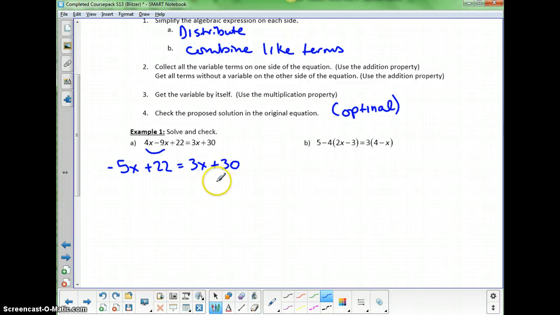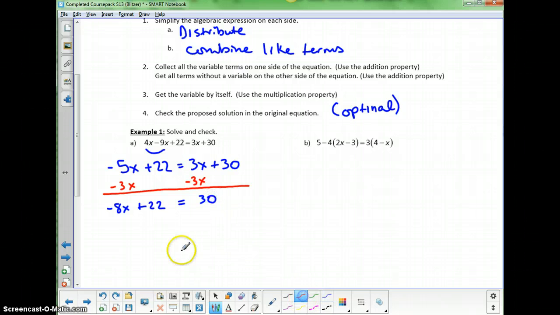I want to collect all the variable terms on one side of the equation. Okay, so I've got negative 5x here and 3x here. Let's move them all to the same side. So I'm going to subtract this 3x, since it's positive, from both sides. Since I'm moving it to the opposite side of the equation, I need to use the opposite operation. So this gives me negative 8x plus 22 equals 30.